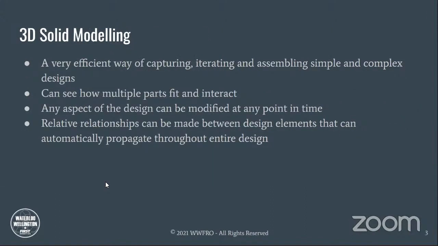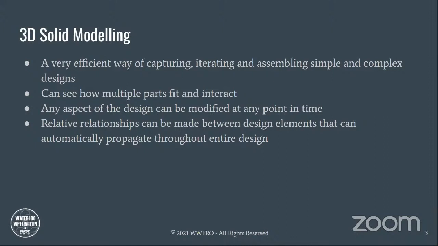Solid modeling is a really efficient way of capturing, iterating, and assembling both simple and complex designs. We can build a model, take a whole bunch of parts, put them together, and see how they fit and interact. Different people can be working on different parts. Our team does that for a robot. Different groups are working on different sub-assemblies, and we put it all into the big robot. We can see how they all work together, and if there's anything that's going to collide or interfere. It's really, really useful that way.